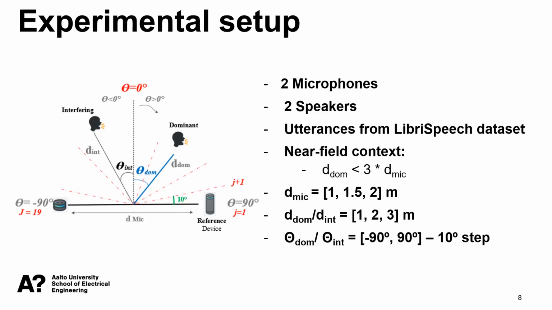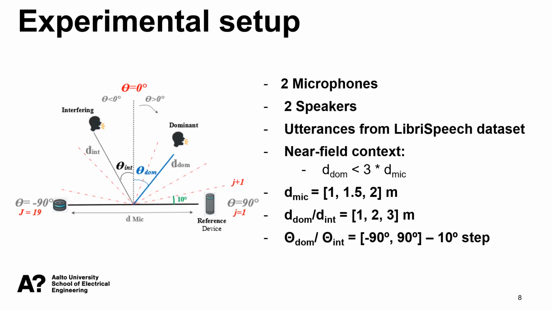Our experimental setup is composed of 2 speakers and 2 microphones. We can define a dominant speaker as the speech that we are trying to extract, and the interfering one as the signal that we want to remove. They both are then located close to their corresponding device. As the distance between the speakers and the microphones is smaller than 3 times the distance between the microphones, we will be working in the near-field context.